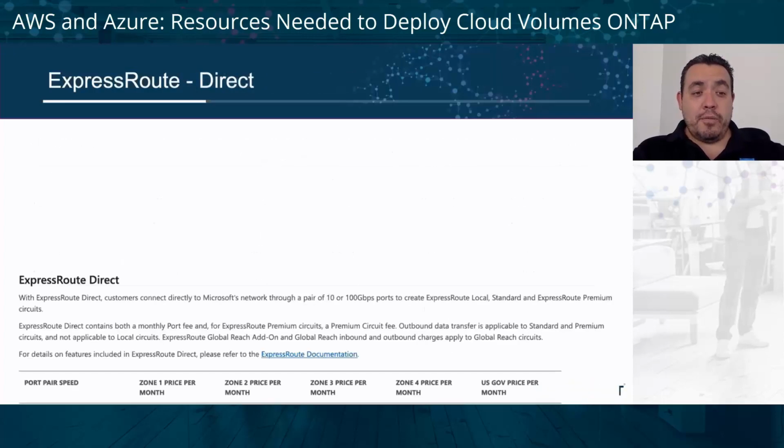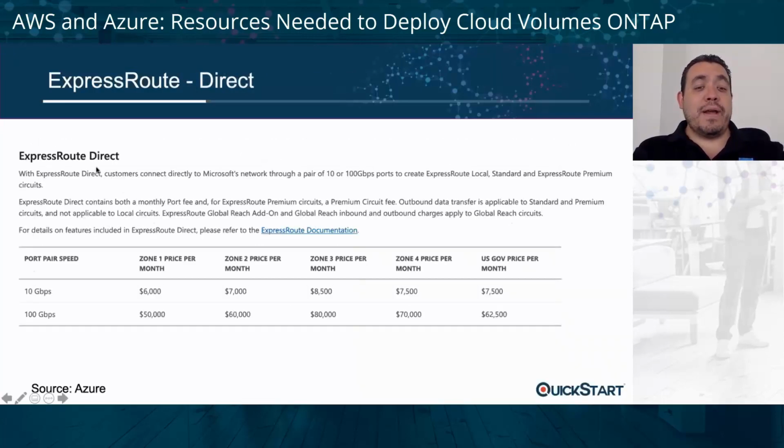And there's another option called ExpressRoute Direct, that based on your location, they can give you 10 gigs or 100 gigs, and you can see the price, and that's going to be a monthly rate. Okay, so for example, for the U.S. government, they can pay, or they should pay $62,000 for a 100 gig connection to AWS.